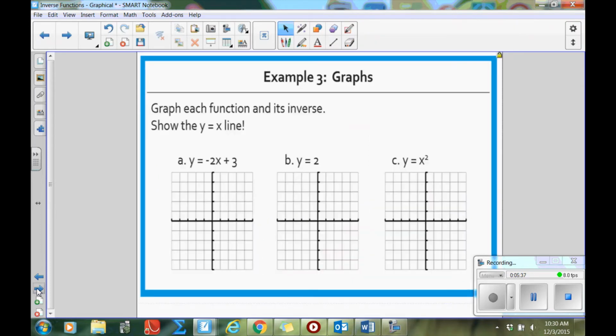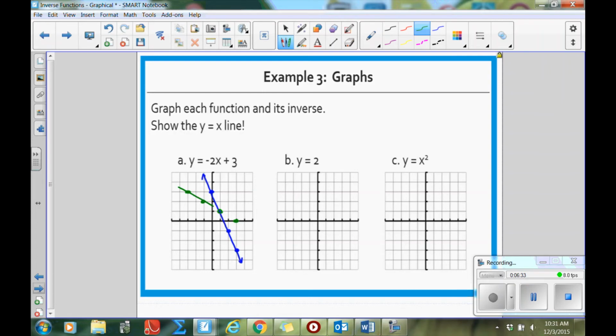Let's look at a few more graphs. Graph A is a linear function. The y-intercept is 3, the slope is negative 2/1. So I'm going to do several points and connect the dots. Looking at those ordered pairs and mentally reversing them, instead of 0, 3, which is a y-intercept, we would have 3, 0, so the y-intercept becomes an x-intercept on the inverse. 1, 1 will be the same in reverse order. 2, negative 1 becomes negative 1, 2. And finally, 3, negative 3 becomes negative 3, 3.